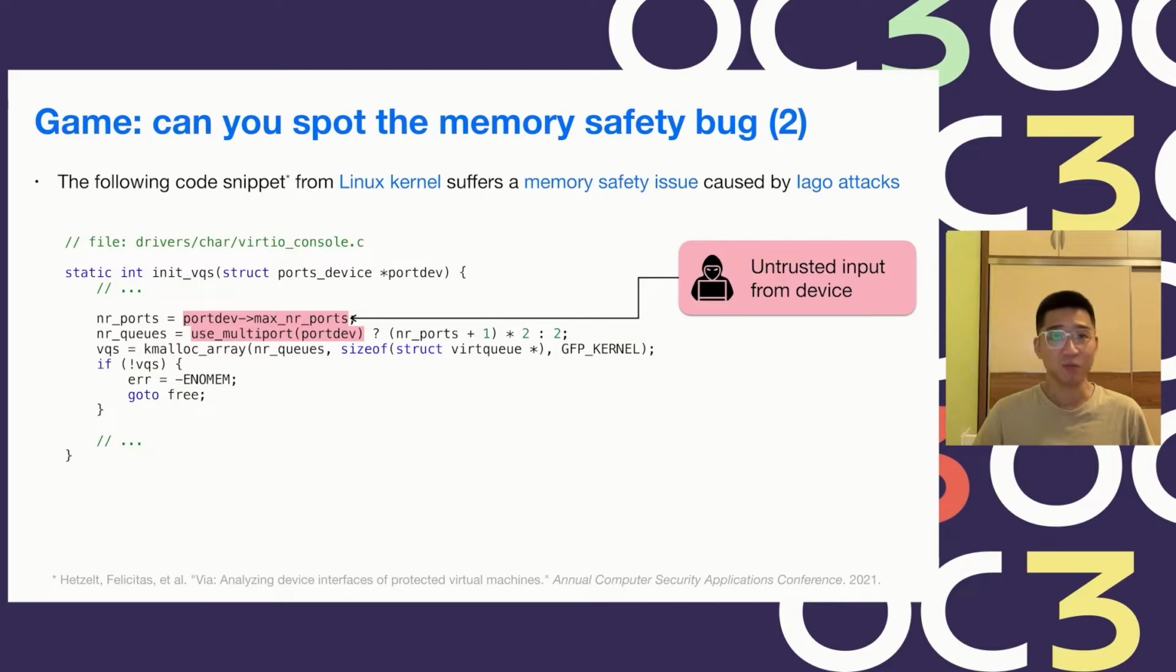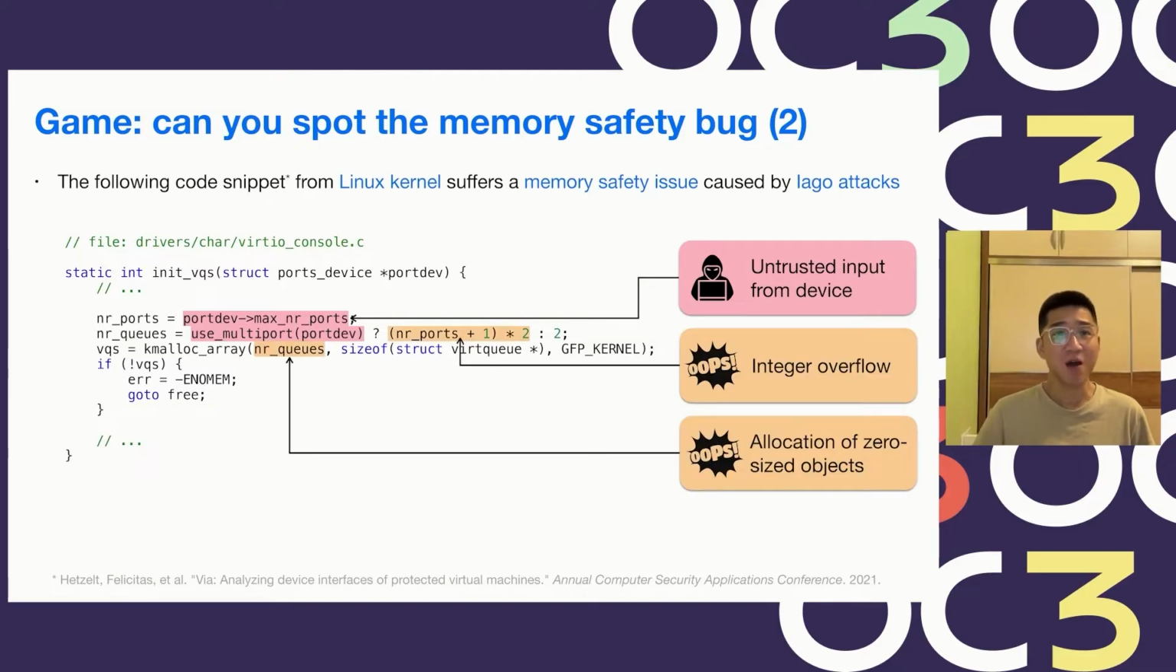In the second example, this ports device struct is controlled by the untrusted device. As a result, the values of number of ports and number of queues are controlled by the device. Then what is the security risk here? It turns out that the number of queues variable may end up with a value of 0 because of arithmetic overflow. The kmalloc_array function then allocates a 0-size object successfully, but using this object will cause illegal memory access.